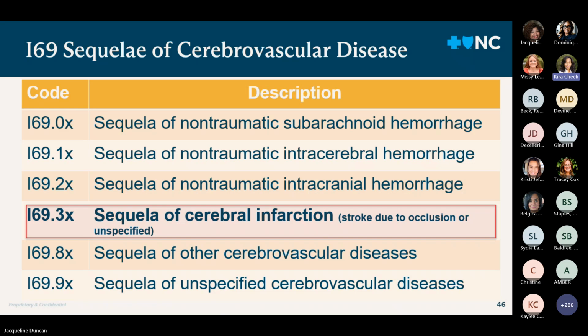These are the sequela codes for an ischemic stroke or a stroke caused by an occlusion, or a stroke that is unspecified in type. An ischemic stroke is the most common kind of stroke. Over 87% of all strokes are ischemic, according to the National Institutes of Health.